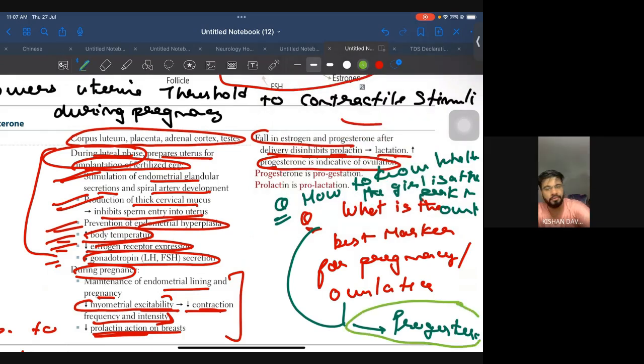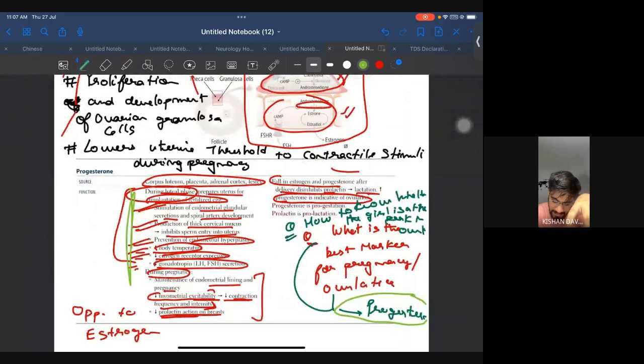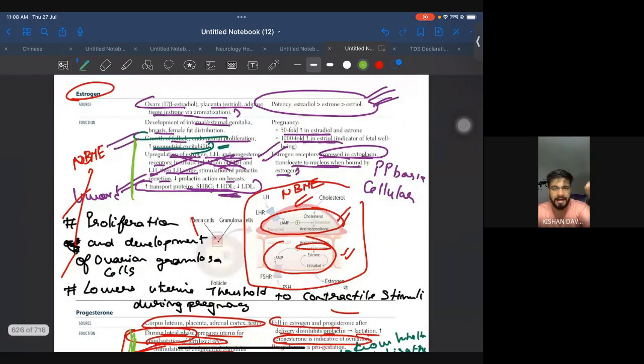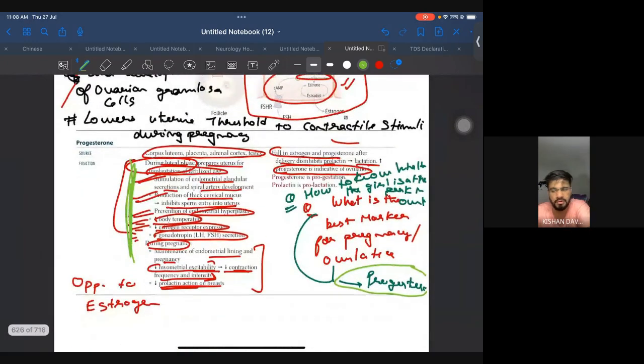They will try to confuse you so many times regarding progesterone, estrogen, FSH, LH. Okay, so these are a few one liners, और ये सारे one liners आपको आने ही चाहिए. So many questions have been asked regarding the differences between estrogen and progesterone. So you should know that properly.